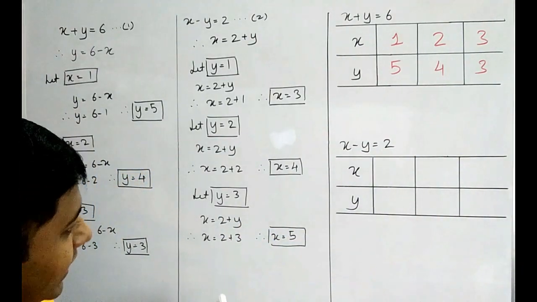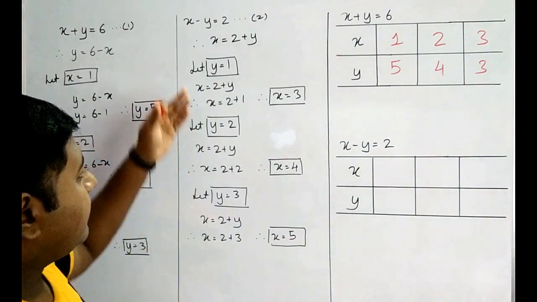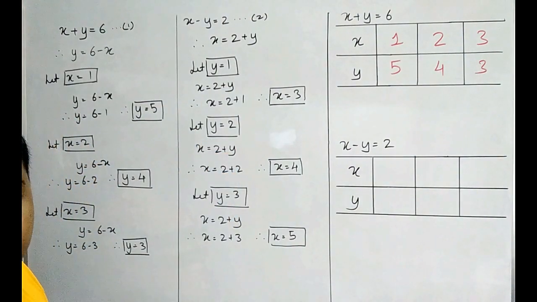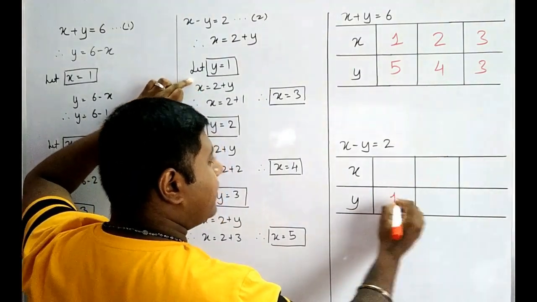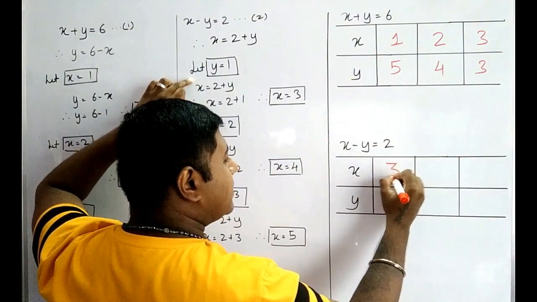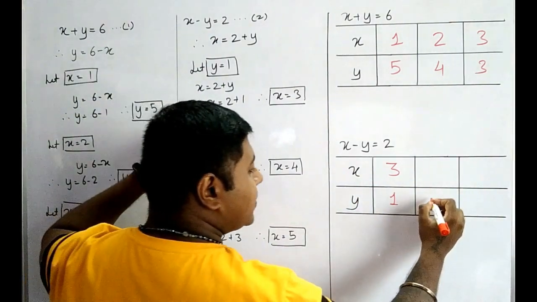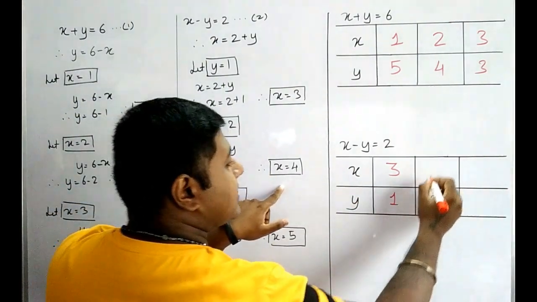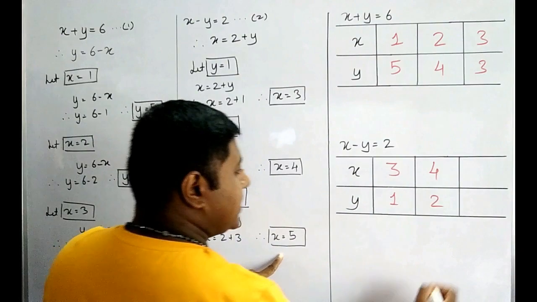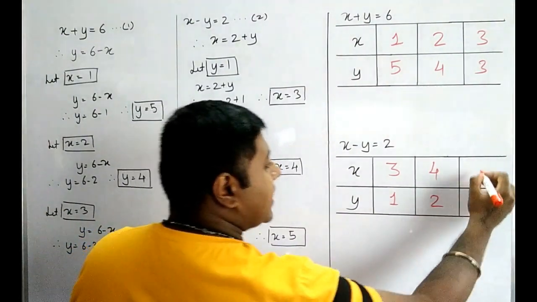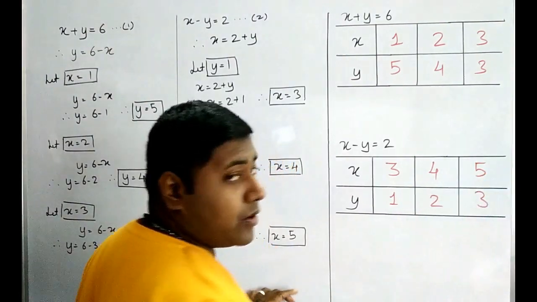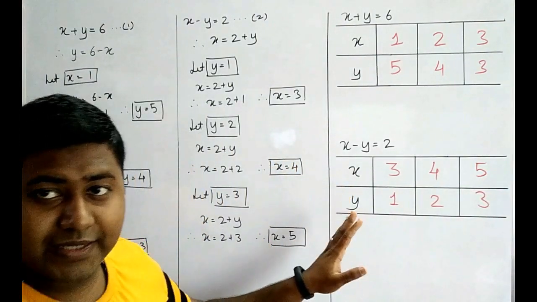So, again, for the second equation, we have got 3 values of x and 3 values of y. For y is equal to 1, we got x as 3. For y is equal to 2, we got x as 4, and for y is equal to 3, we got x as 5. Now, what are these values of x and y?